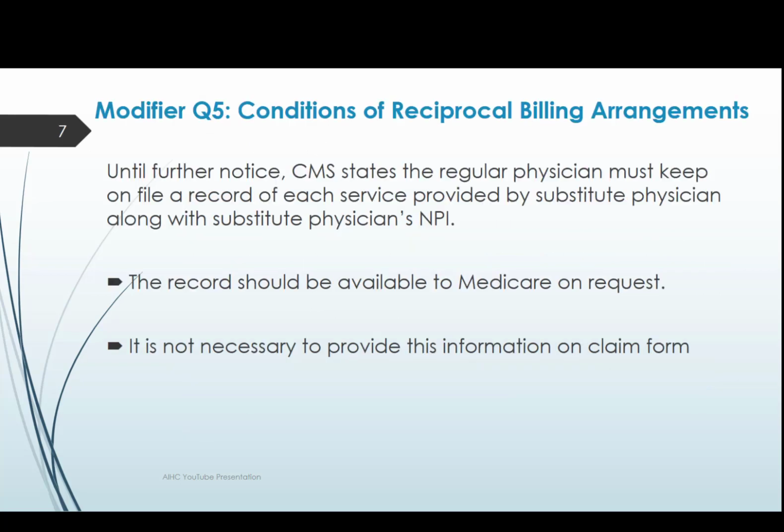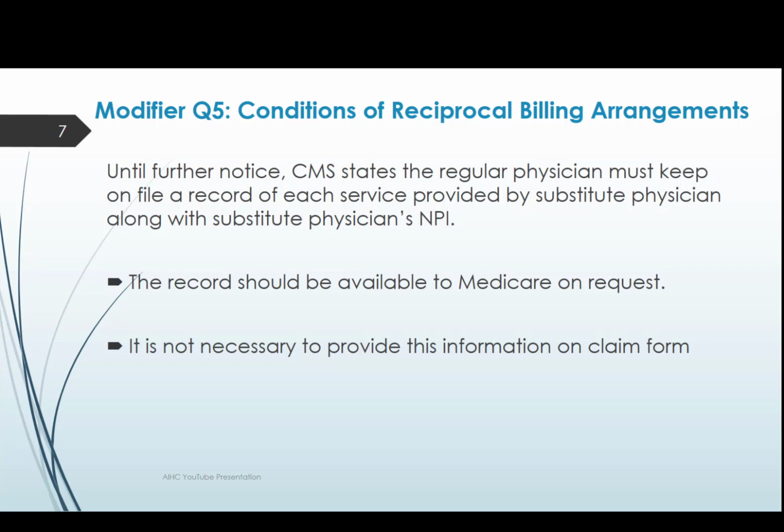Another condition which is required to be met by Medicare is that, until further notice, the regular physician who is billing for the reciprocal visit must keep a record of each service provided by the substitute physician on file. Included in this record should be the substitute physician's National Provider Identification, or NPI, number. The NPI is a unique identification number for covered healthcare providers.